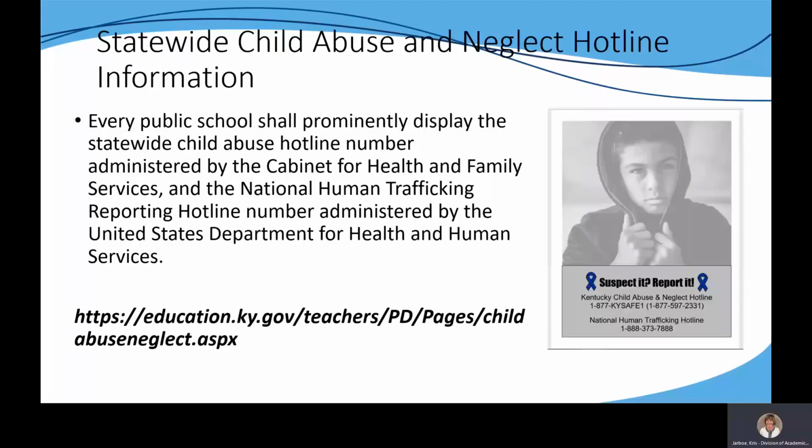And then finally, the statewide child abuse and neglect hotline information poster should be shown somewhere in the building where people can see it through the window, especially children. This can be printed off the website. It's an 8.5 by 11 piece of paper, but please be sure that it is displayed somewhere in the building where it can be easily seen.